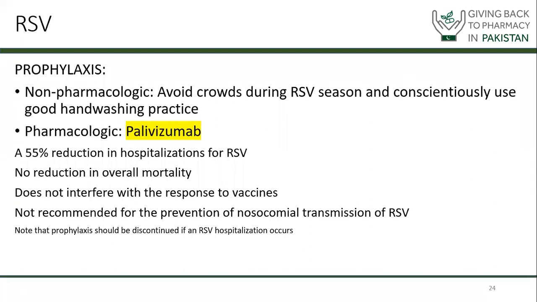A 55% reduction in hospitalization for RSV is observed with the use of palivizumab. No reduction in overall mortality is observed, it does not interfere with the process of vaccines, and it is not recommended for the prevention of nosocomial transmission of RSV. And note, if a person is diagnosed with RSV, then it is not recommended. It is only used for prophylaxis in patients who are at high risk.